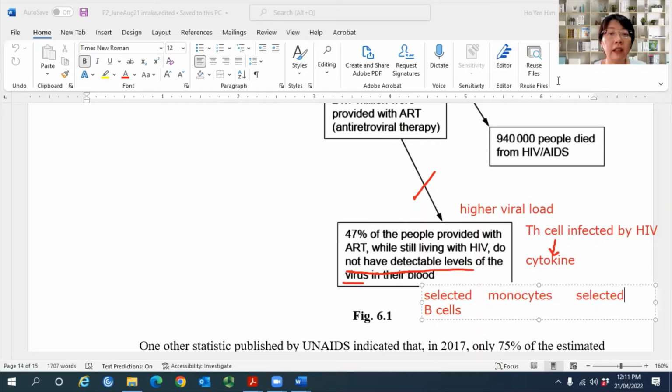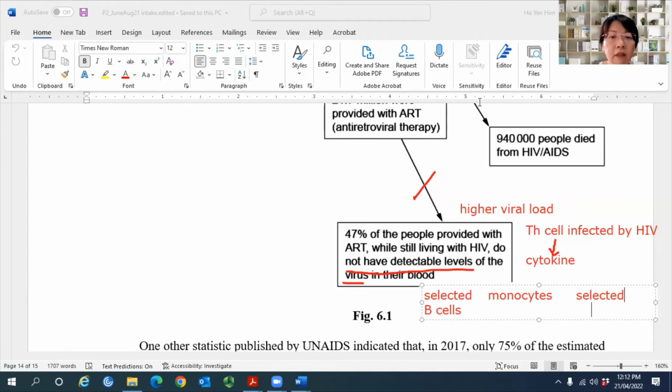Okay, next. Next is Gan Yuhan. What cell? Is it plasma cell? Not plasma cell. Plasma cell doesn't need cytokine already. Only B cell needs cytokine. Okay, one more.